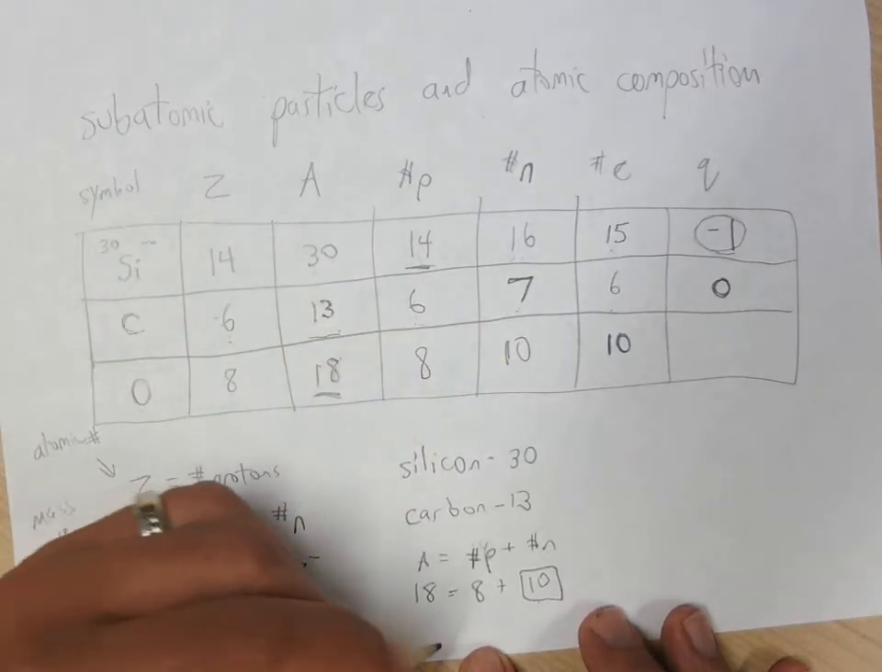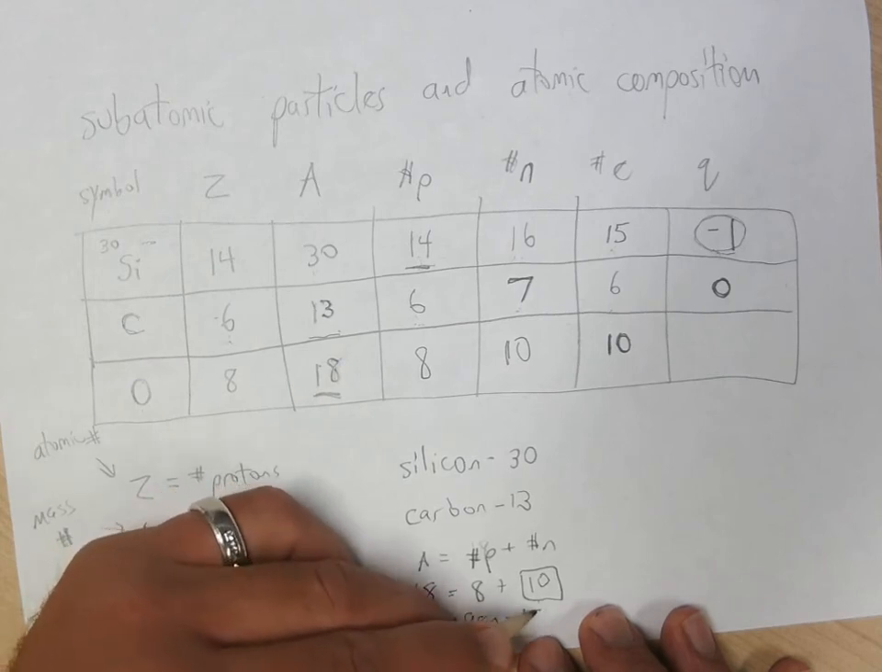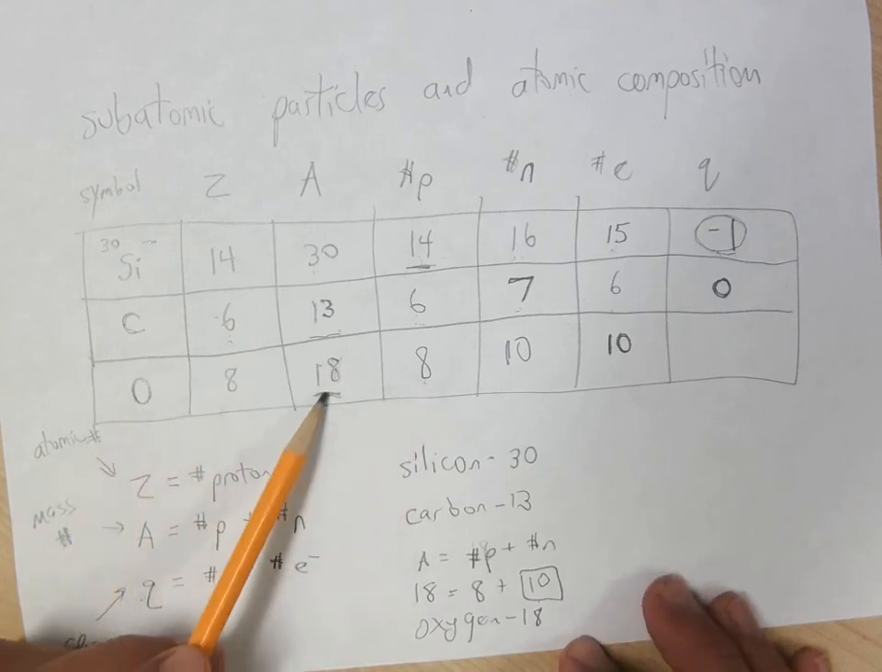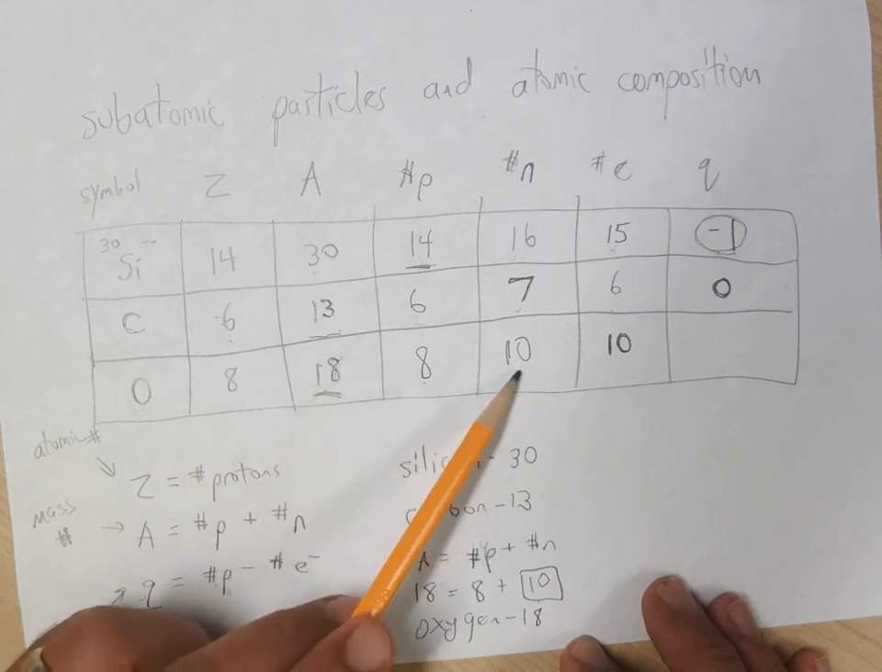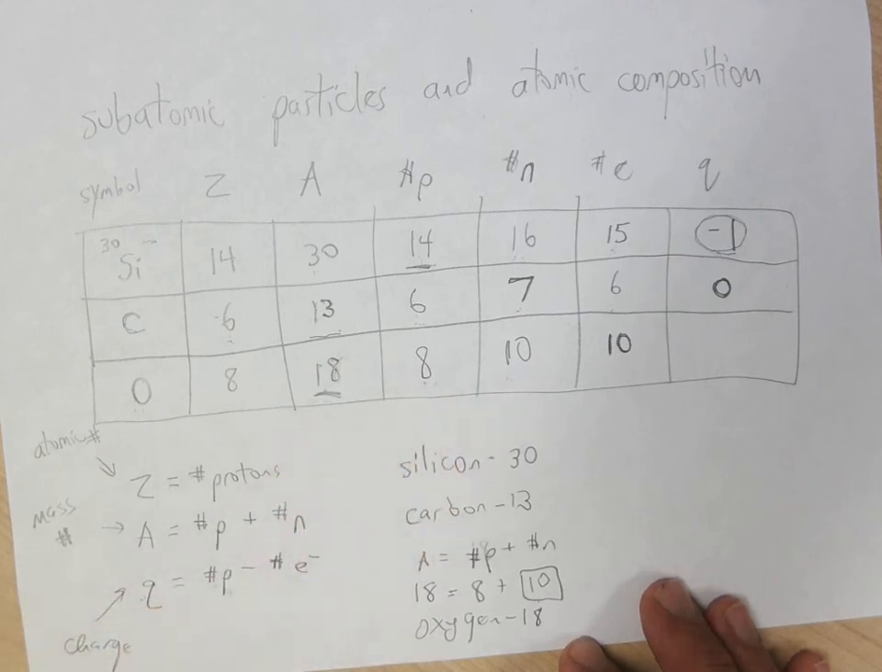So an oxygen 18 has 8 protons. It has to, or it wouldn't be oxygen. And to have the mass number of 18, it would have to have 10 neutrons to have the sum of protons plus neutrons equal the 18. And then now we want to look at the charge. Last thing to fill out in the box here. 8 protons, 8 positive charges, 10 electrons, 10 negative charges.